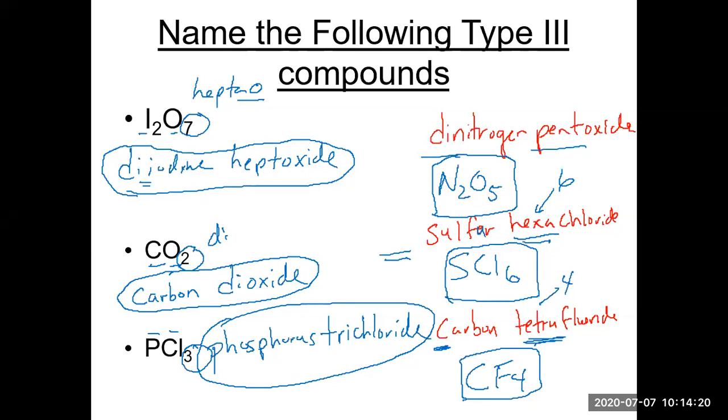The only other place that you would maybe see a prefix is in a polyatomic ion, where the actual name has a prefix, like dichromate. For example, Cr2O7 2-, that's dichromate. So that's really the only other place that you would see a prefix, but that's part of the actual name of the polyatomic ion.